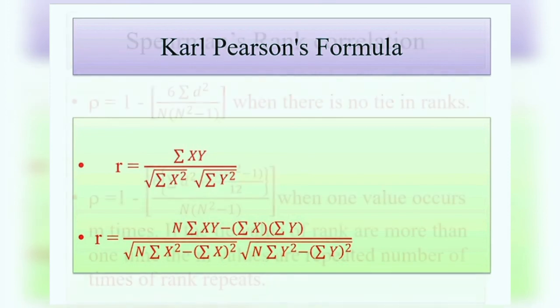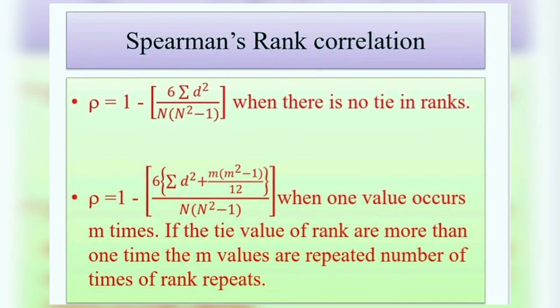The next one, Spearman's rank correlation formulas: rho equal to 1 minus 6 summation d squared divided by n into n squared minus 1. If the ranks are tied m times, then the formula is rho equal to 1 minus 6 times summation d squared plus m into m squared minus 1 divided by 12, divided by n into n squared minus 1.